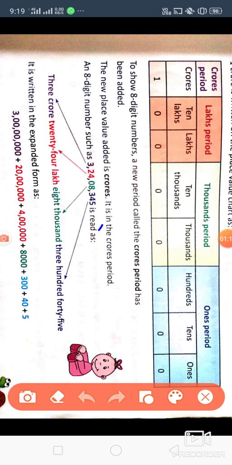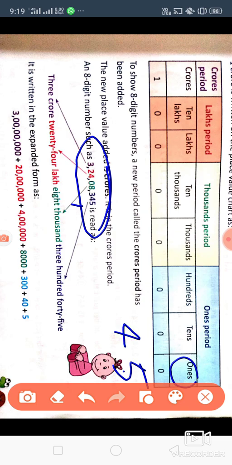Now suppose this is your number, and we have to write this number according to the Indian place value chart. So this is your ones place. On ones place, what is there? 5. So on ones place we'll write 5. On tens place, what is there? 4. So we'll write here 4. On 100 place, what is there? 3. So we'll write here 3.